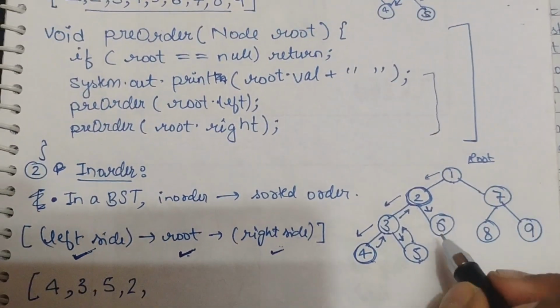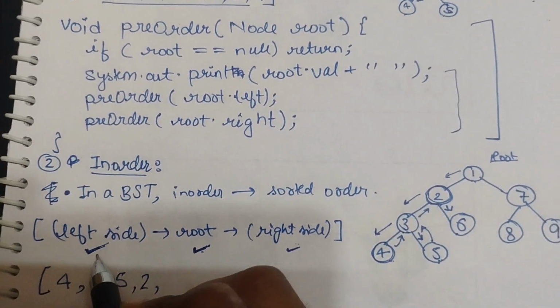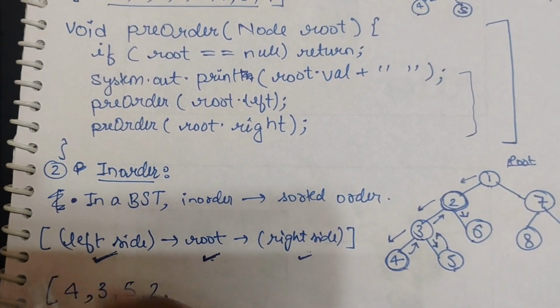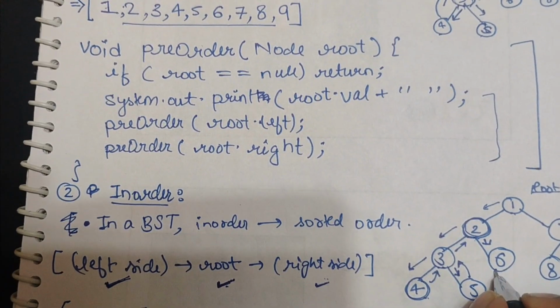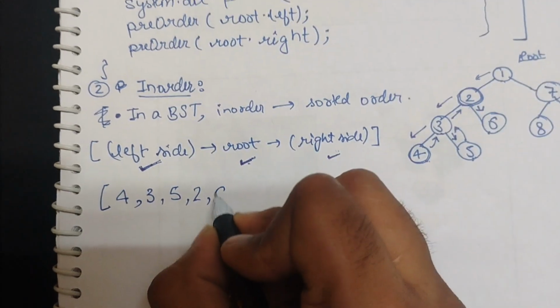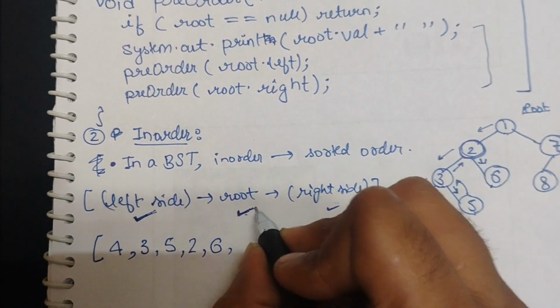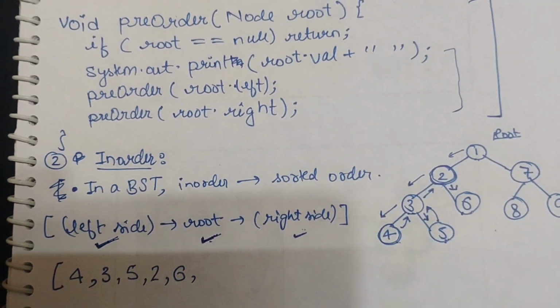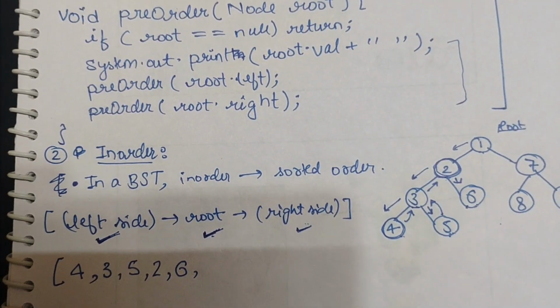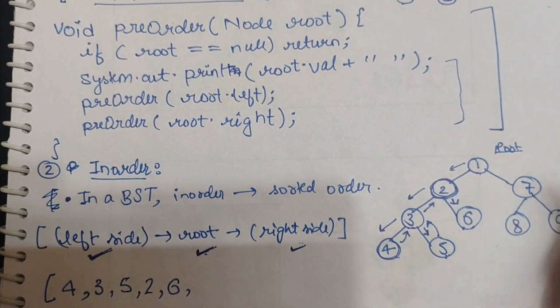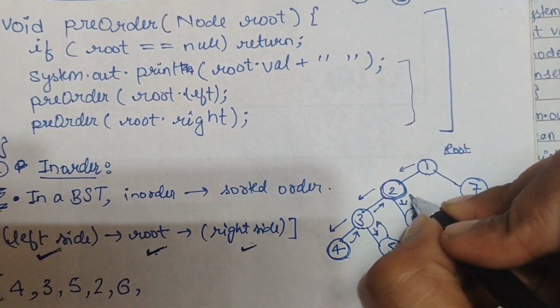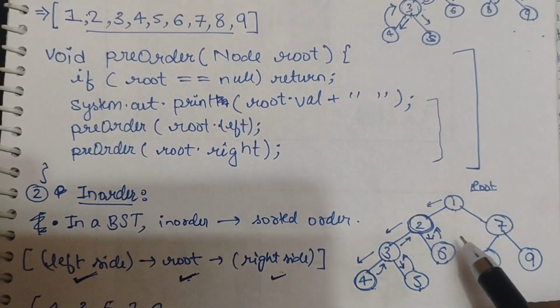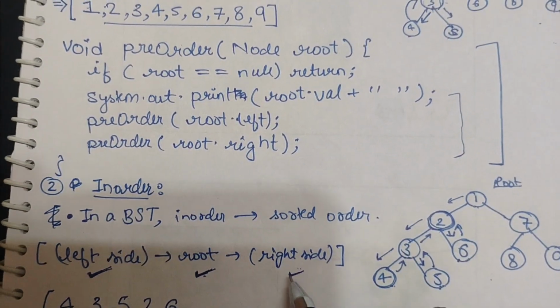Okay, does 2 have a left? No, it does not. That means this call is executed. Will print 6. Okay, printing 6 here will execute this for 6. Sorry, does 6 have a right? No, it does not. That means this is executed for 6. Recursion call will come from 6 to 2.